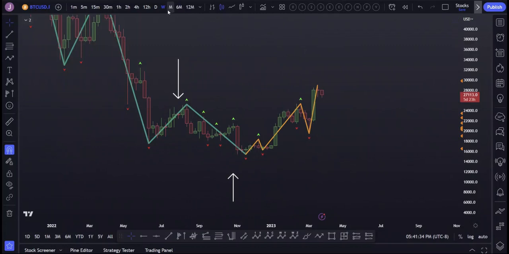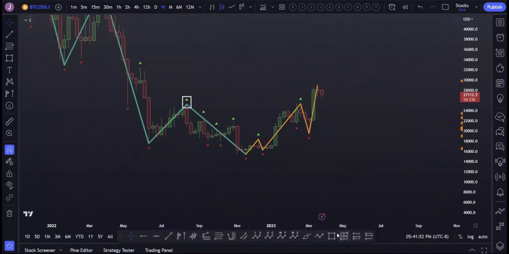So now when we zoom in and we're on the weekly time frame, we can see that these fractals are also showing us lower highs on the weekly time frame. So this was a lower high. Let me hide the arrows now.